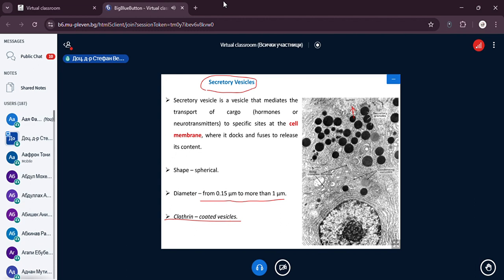So, this was about the Golgi complex, endosomes and clathrin-coated vesicles.